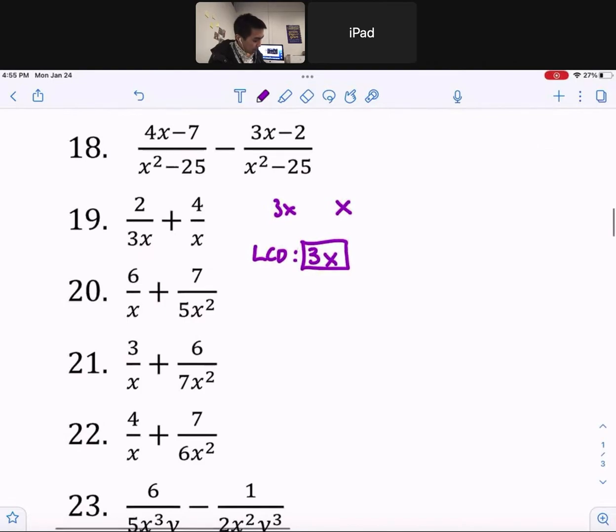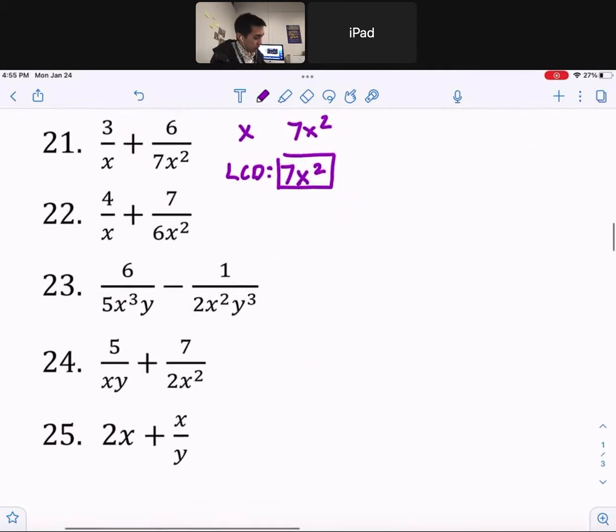21: 7x and 7x squared. So take the 7. They both have an x term. They both share an x factor, but this one is the higher degree, so it's going to be x to the second.